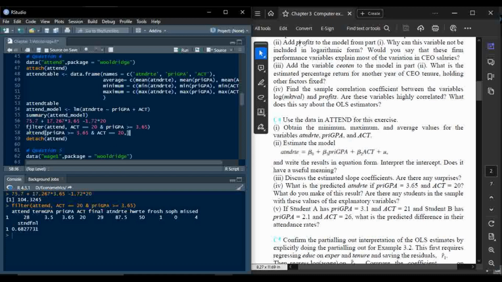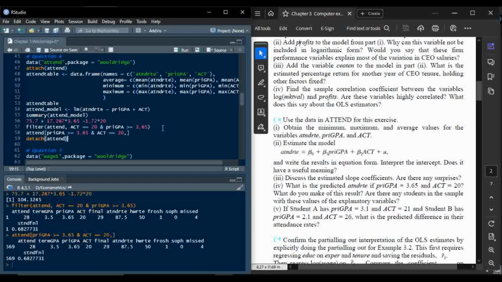Type the dataset name attend and then type these conditions, prior GPA should be greater than or equal to 3.65 in the square bracket. There is one more condition, ACT value should be equal to 20, and then type comma and close the square bracket, type Ctrl plus Enter, and this gives us the same result. There is the student with these values and the attendance rate is 87.5. We are now done with this question, so now let's detach this.